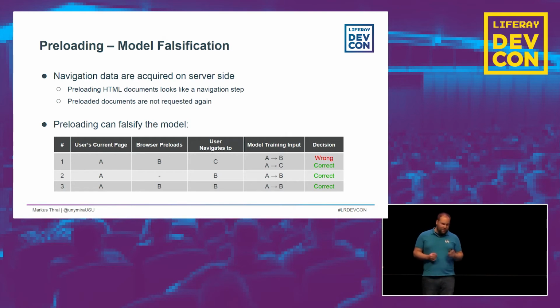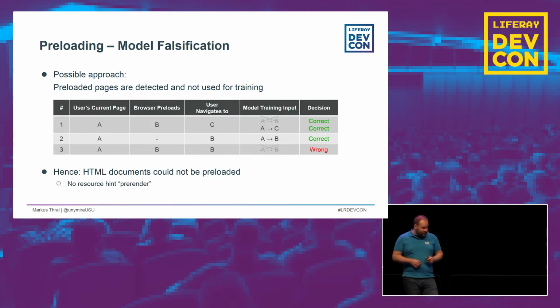Okay, what could we do to address this problem? We could ignore preloaded requests, or requests which are triggered by preloading. That would look like this. The preloading instruction or navigation step is ignored. So our decision is correct. But if we take a look at the third example, we would also ignore the navigation step which is preloaded but was correct, and that's the wrong decision.